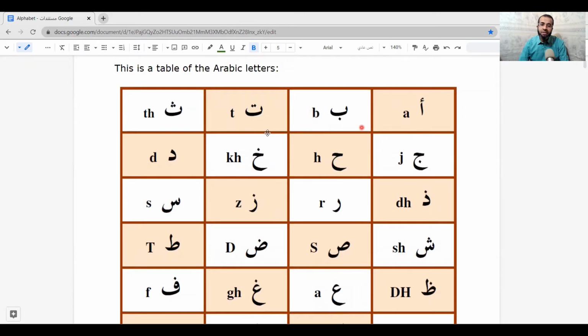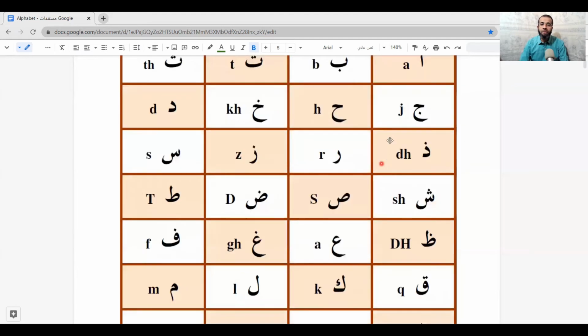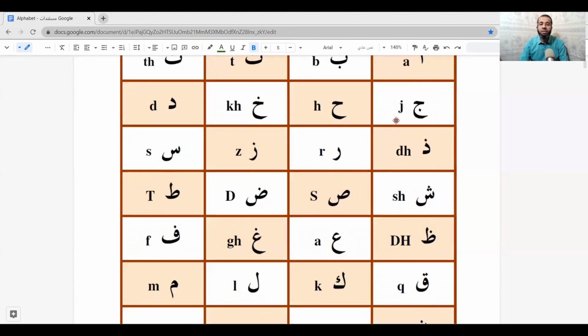Look at these letters. We'll now read them with their sounds. The first one is A. This is its sound. The sound of the second letter is Ba. Ta. Tha. Ja.